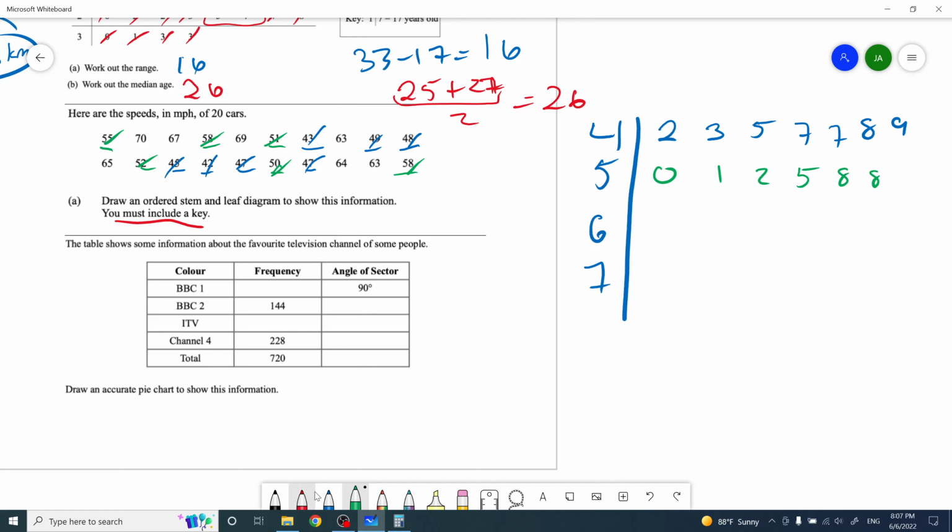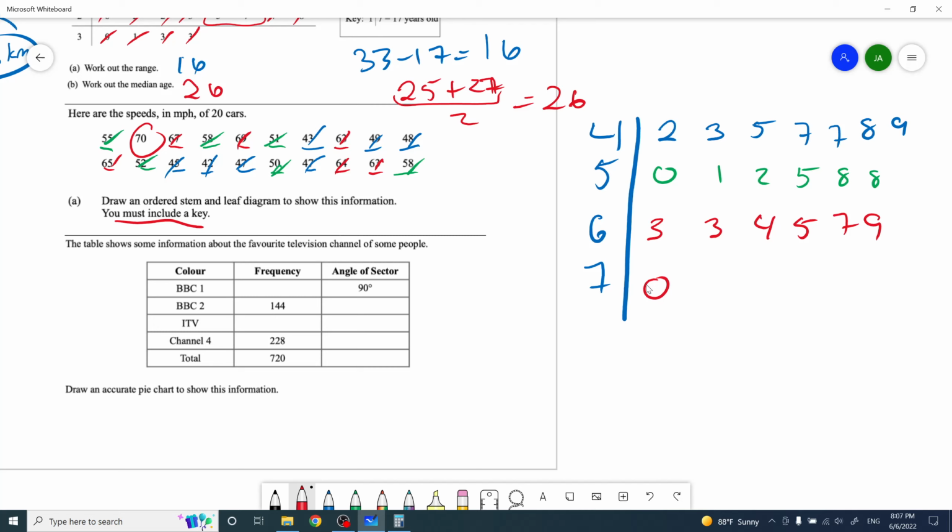Next, I've got 60s. Let's do this in red now. So I've got 67, 69, 63, 65, 64, 63. So my lowest is going to be 63, and I've got 2 of those. So we've got 63, 63. Next is 64, 65, 67, 69, and finally I've got 1 lonely 70.